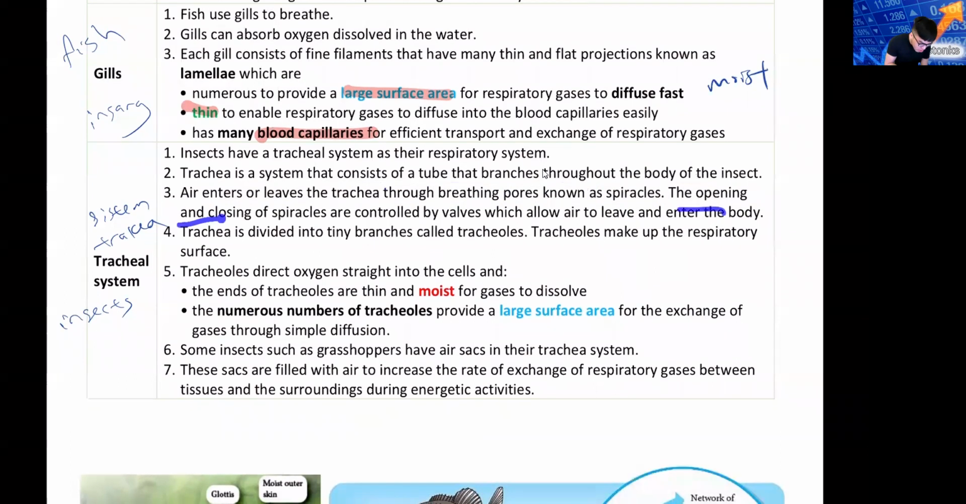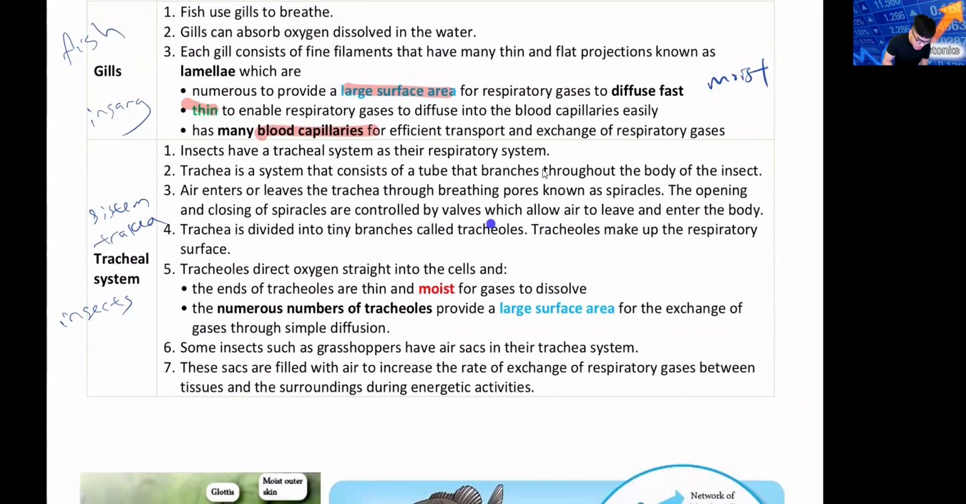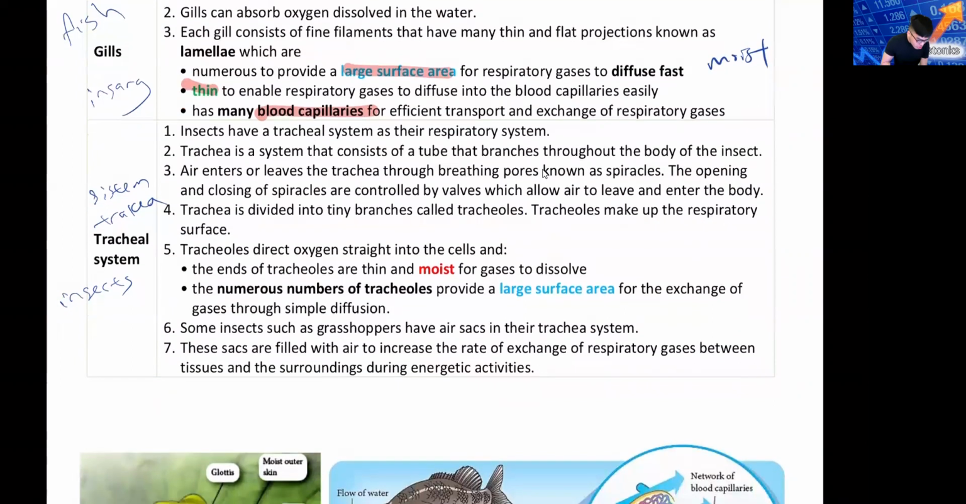So the opening and closing of spiracles are controlled by valves. What are valves? This is called injap. We will talk about this next chapter, which allow air to leave and enter the body. All right, so trachea is divided into tiny branches called tracheole. Like I said, small trachea is tracheole. Tracheole make up the respiratory surface. All right, so trachea direct oxygen straight into cell. Look here, straight into cell. Terus ke dalam sel badan.